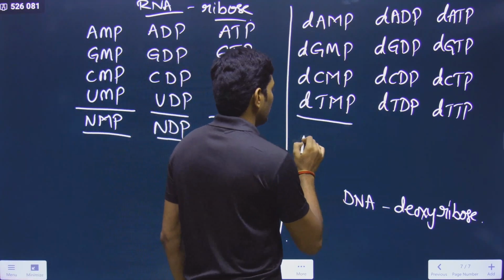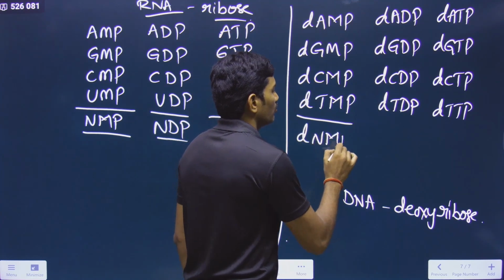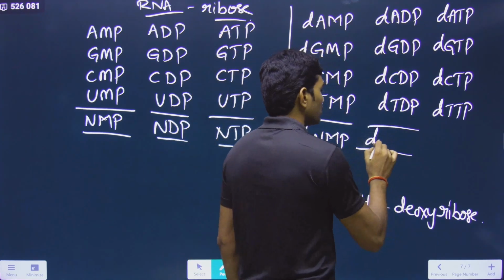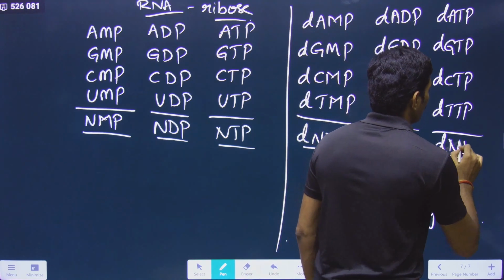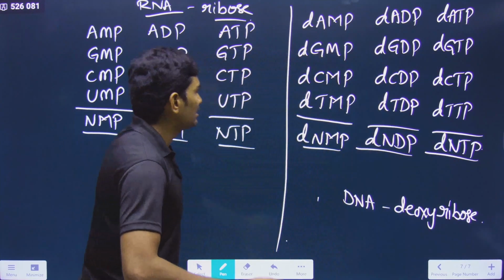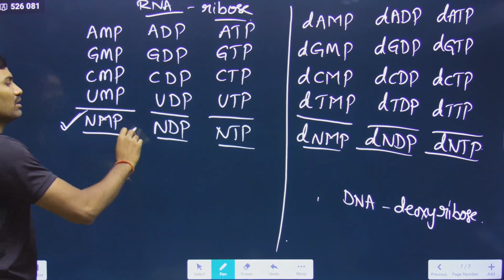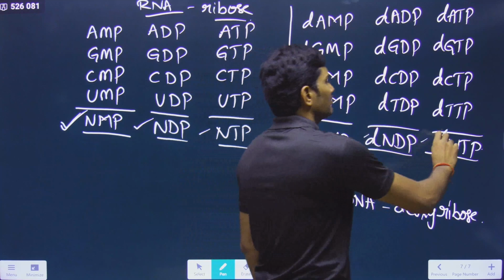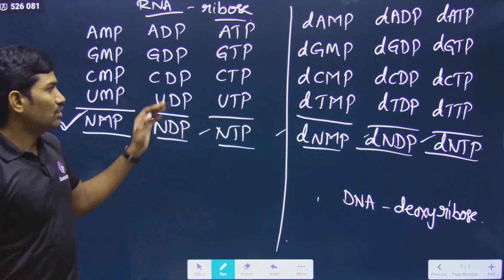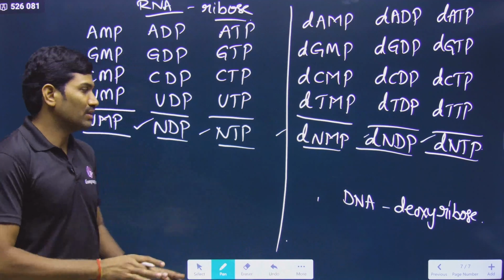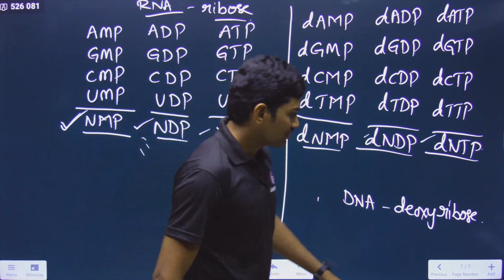Here what will you write? You will add a small d: deoxy nucleoside monophosphate, and here deoxy nucleoside diphosphate, and this is deoxy nucleoside triphosphate. In this way, in general, instead of calling all these separately, you can simply call them like this. These are the names that we are using, and slowly in the coming lectures we will use these particular terms also. That's why we are studying all these things here itself. Clear? Better we stop here.